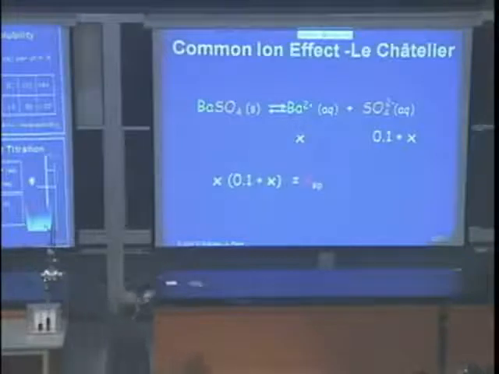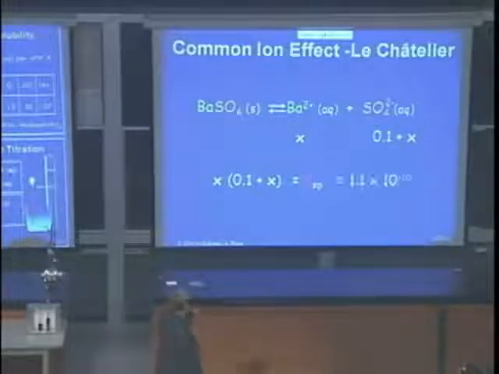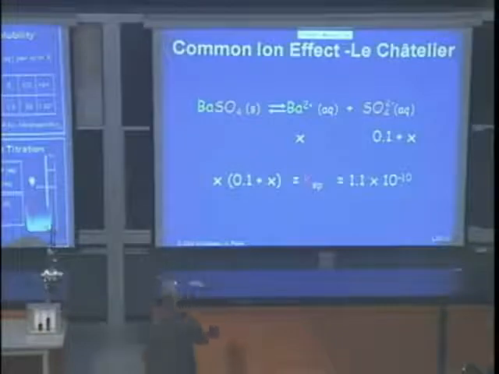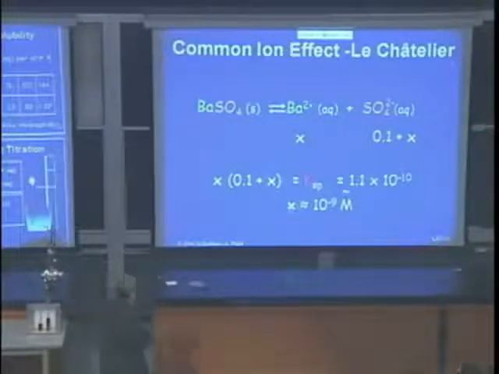This is your solubility product: the concentration of barium, that's X, and the concentration of sulfate, 0.1 plus X, and this is, what is it? It was about 10 to minus 11, isn't that right? Okay, so this is 1.1 times 10 to minus 10, okay? It's about 10 to minus 10. So how do we solve this now? We can say this is X times 0.1 plus X, essentially. If I solve this, I get X is about 10 to minus 9, all right, because we have this 0.1 here.